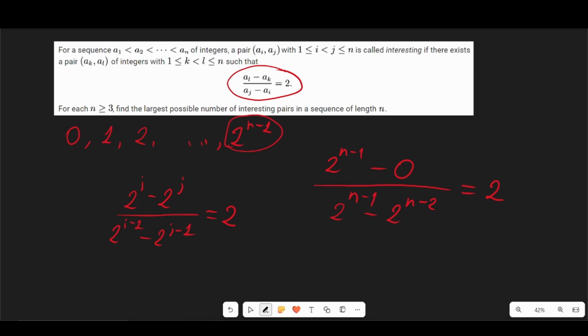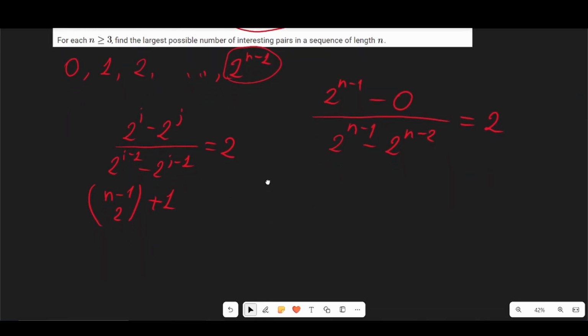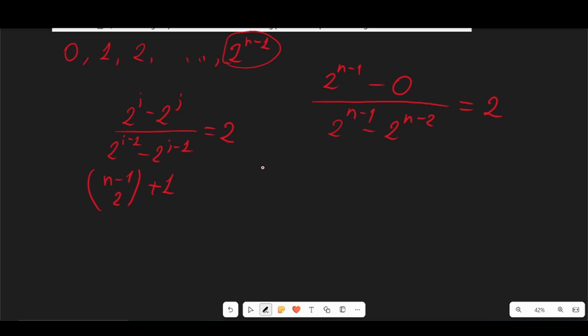So what would be the final answer from this? This would be (n minus 1 choose 2) plus 1, because we can choose two numbers from the first n minus 1 indexes and one number for this. And now we will see that this is the optimal answer. In total, we have n choose 2 pairs. And if we show that we have to subtract at least n minus 2 pairs, this will prove that this is the optimal number.